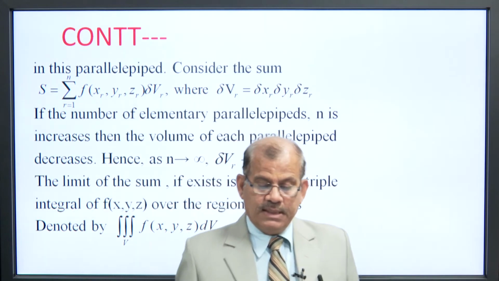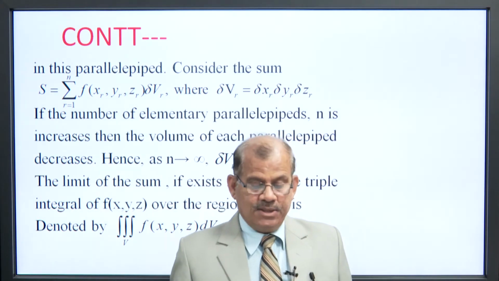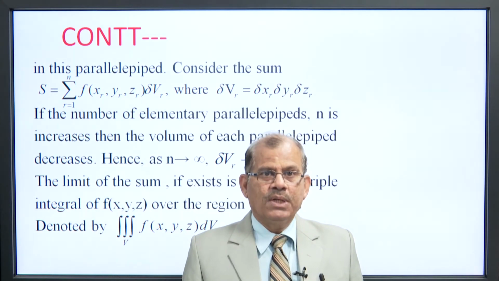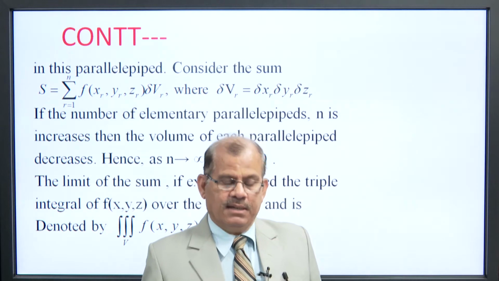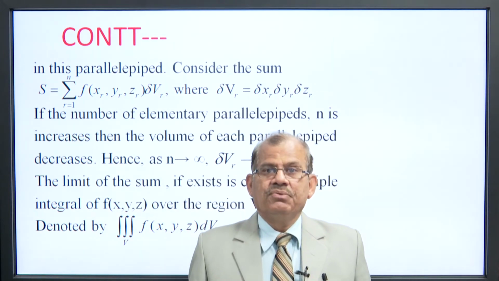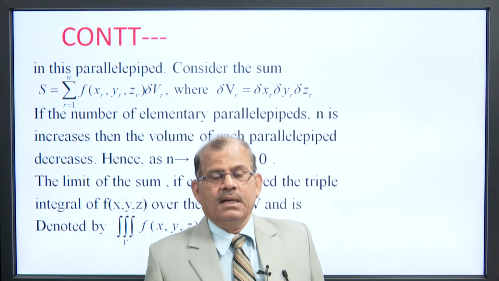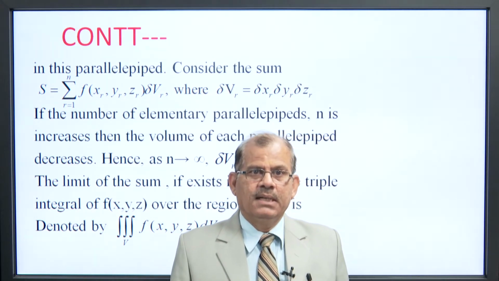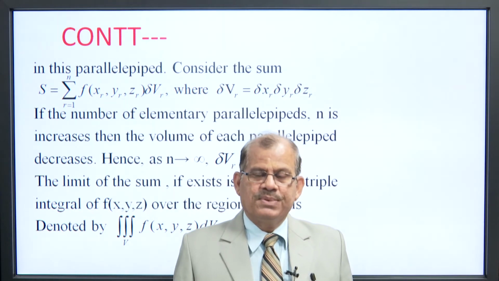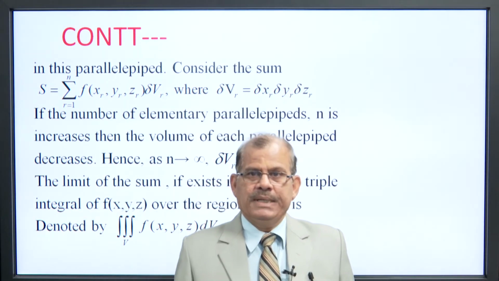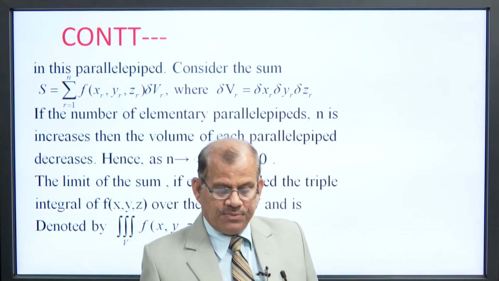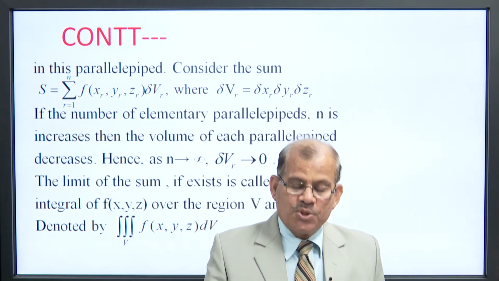in this parallelepiped. Consider the sum S equal to the summation, r equal to 1 to n, of f(x_r, y_r, z_r) delta V_r, where delta V_r is equal to delta x_r into delta y_r into delta z_r. If the number of elementary parallelepipeds n increases, then the volume of each parallelepiped decreases. If n tends to infinity, delta V_r tends to 0.